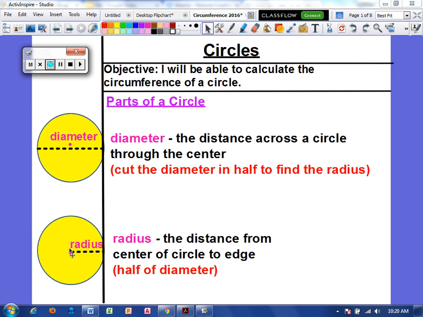The radius is a distance from the center of a circle to the edge. Now, as you can see here, the radius is half the size of the diameter. The diameter is twice the size of the radius. If you get these words mixed up, remember, the diameter is longer than the radius, just like the word diameter is longer than the word radius.